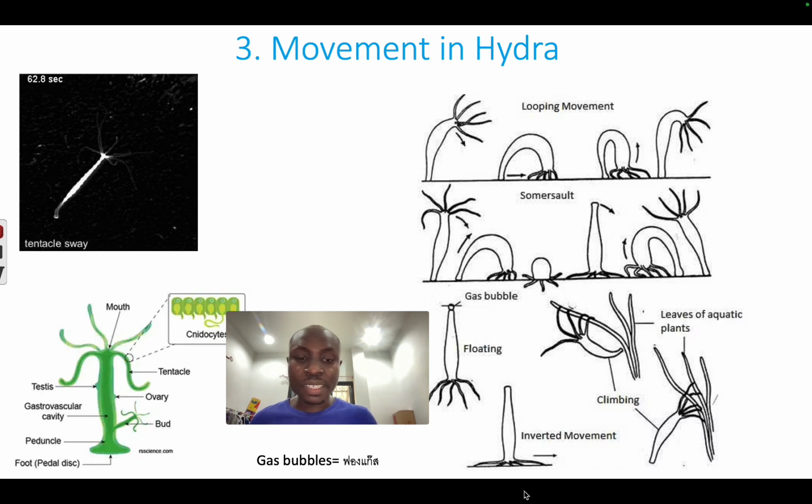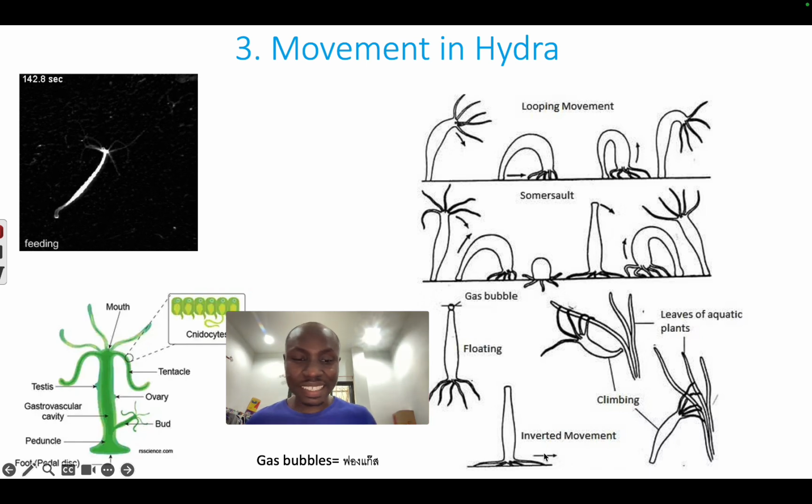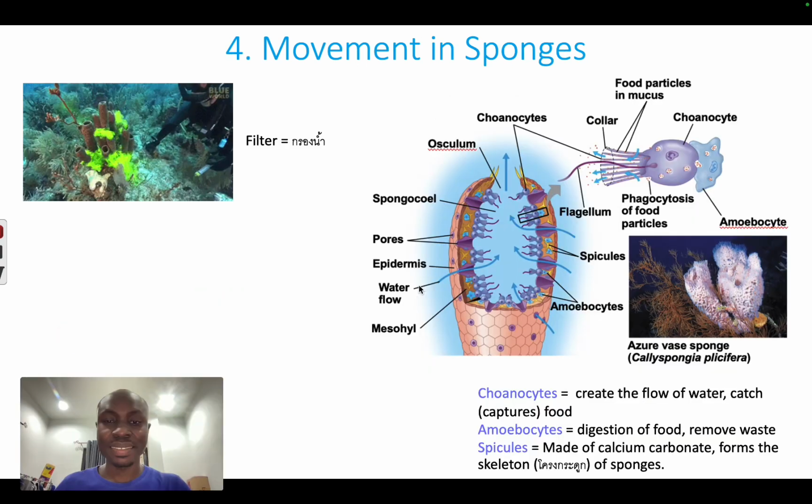Sometimes hydra can actually walk with the tentacles, just like you can see in this picture. It can move forward with the tentacles too, and it can also climb small leaves, like we can see in this picture. The next group of organisms we're going to look at are sponges.